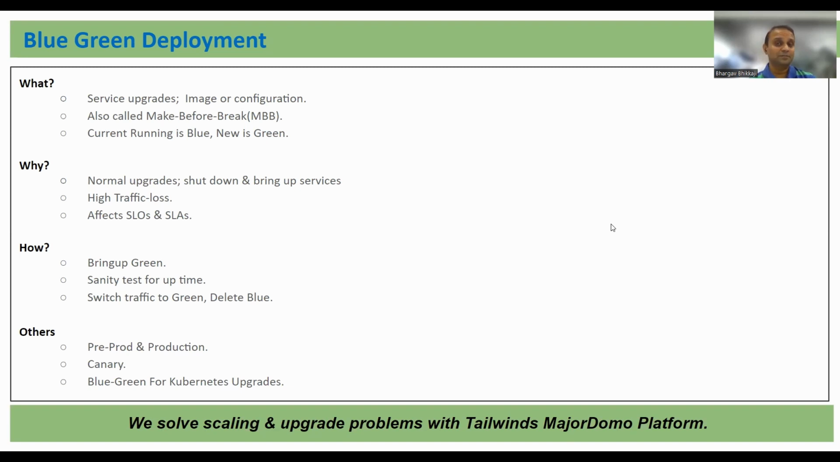So how can this be made possible? Yes, this can only be made possible through a very good automation system. And that's where you should all come to MajorDomo, and we do help customers solve such complex problems.